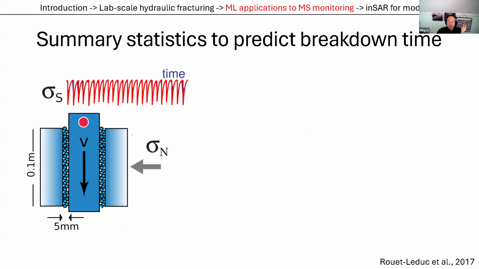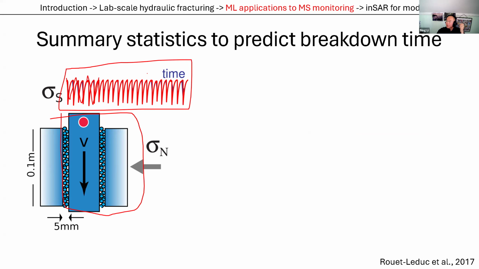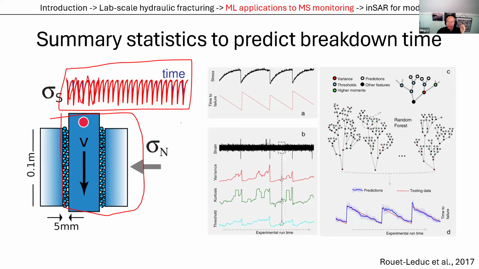So this is inspired by some work done at the Los Alamos group, where they have this double direct shear device. With that, they're able to generate cycles of basically fault slip. And within the same experiment, they can generate tens of these cycles, right?